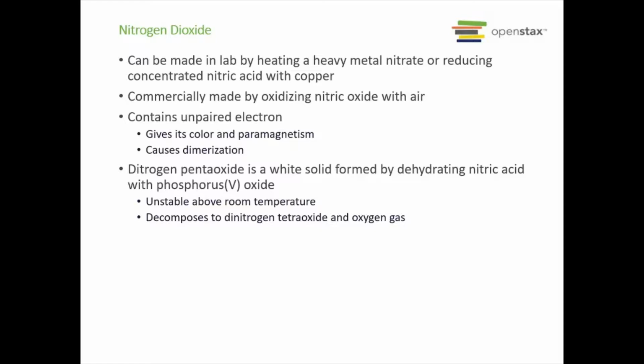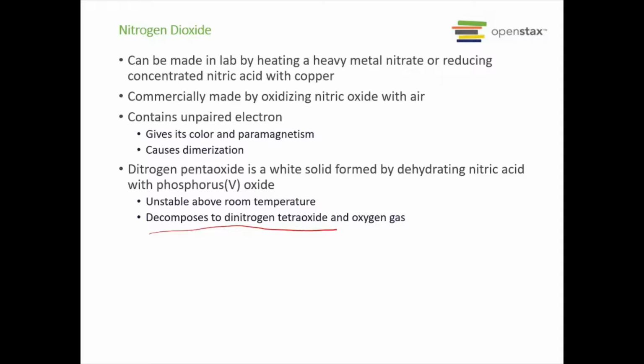It can help form dinitrogen pentoxide, either pentoxide or pentaoxide. It doesn't matter. You can get rid of that A or not. And this is a white solid that is formed when you dehydrate nitric acid with phosphorus 5 oxide. This compound is very unstable at room temperature. And the reason it's here with the nitrogen dioxide is because it decomposes to dinitrogen tetroxide, which is what nitrogen dioxide dimerizes to. And then it also goes to oxygen gas.